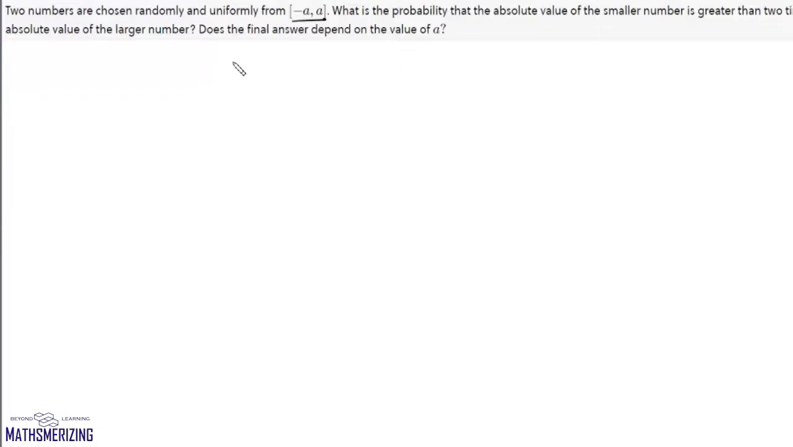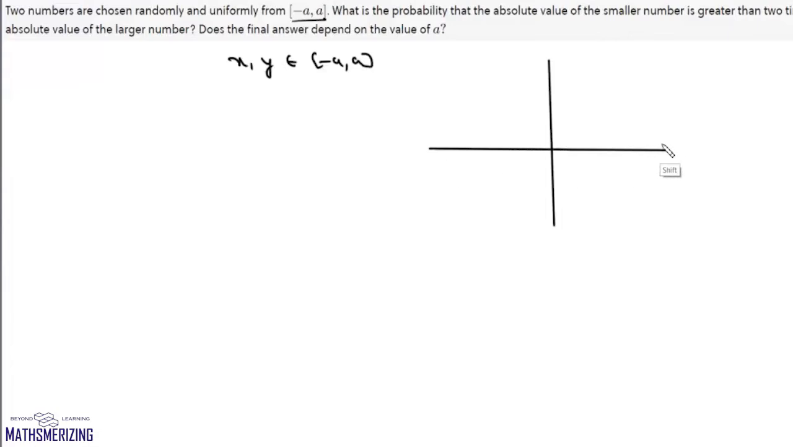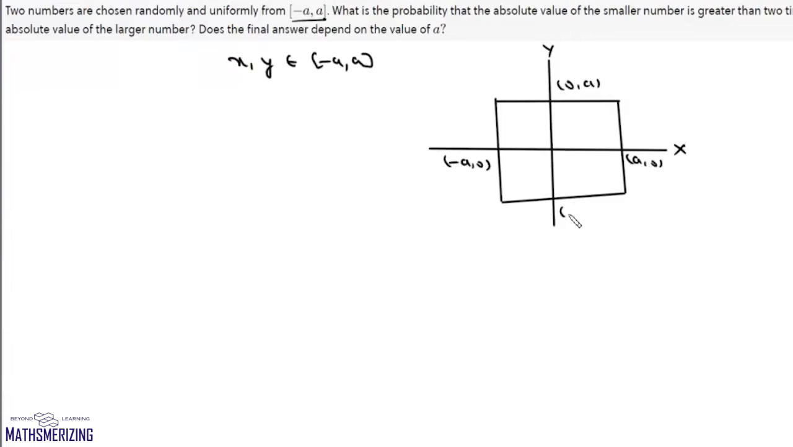Now suppose the two numbers are x and y and they belong to this set from minus a to plus a. Now all the points in the sample space will correspond to all the points inside this square of side length 2a. So this is your x and this is y. This is (minus a, 0), this is (a, 0), (0, a) and (0, minus a).